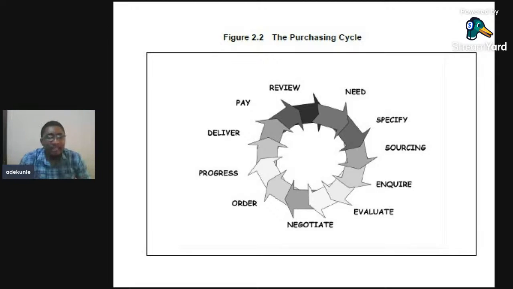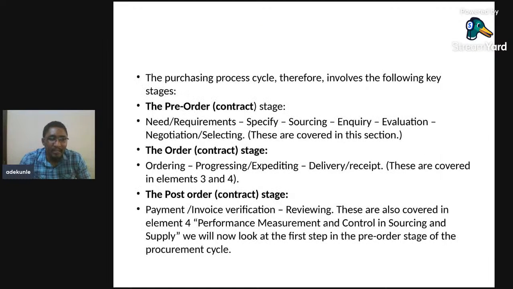So the purchasing cycle has three key stages: the pre-order stage, the order stage, and the post-order stage. The pre-order stage is the contract stage. The order stage is a contract stage, and the post-order is also a contract stage.